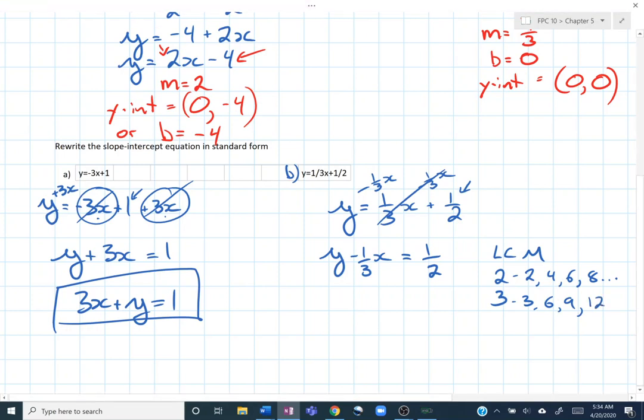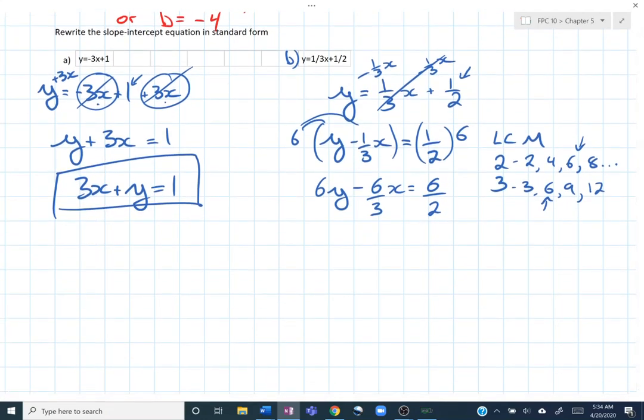You can see on both of them, our lowest common one is going to be 6. So we multiply everything in this whole expression by 6. I have to do 6 times y, 6y. I have to do 6 times 1/3 x. So I'm just going to do it without simplifying first. I end up with a 6 over 3x. And on my right-hand side, I end up with a 6 over 2.